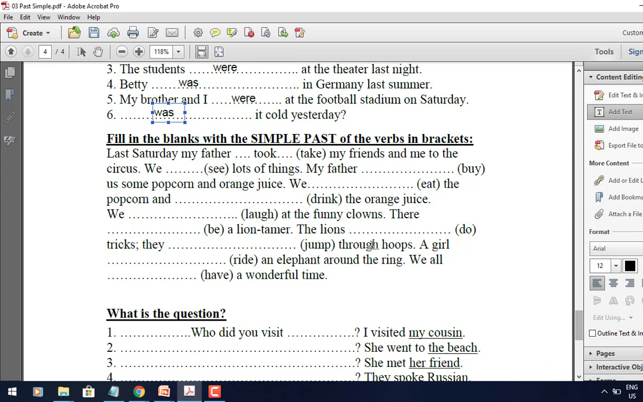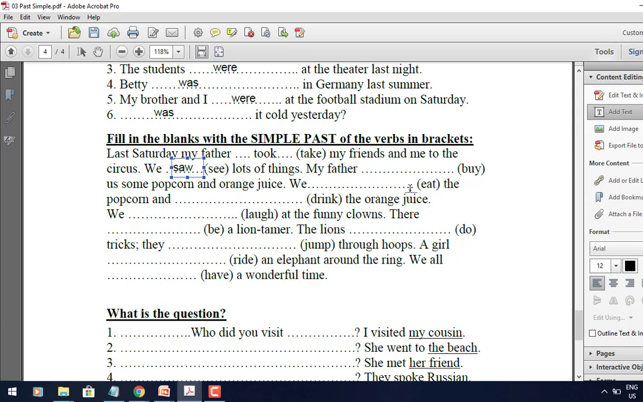Fill in the blanks with the simple past of the verbs in the brackets. Last Saturday, my father took my friends and me to the circus. We see lots of things. We need to put see in the past form. What is the past form of see? Yeah, it's irregular. It doesn't take -ed, but it has another past form. Yeah, it's saw. We saw lots of things.